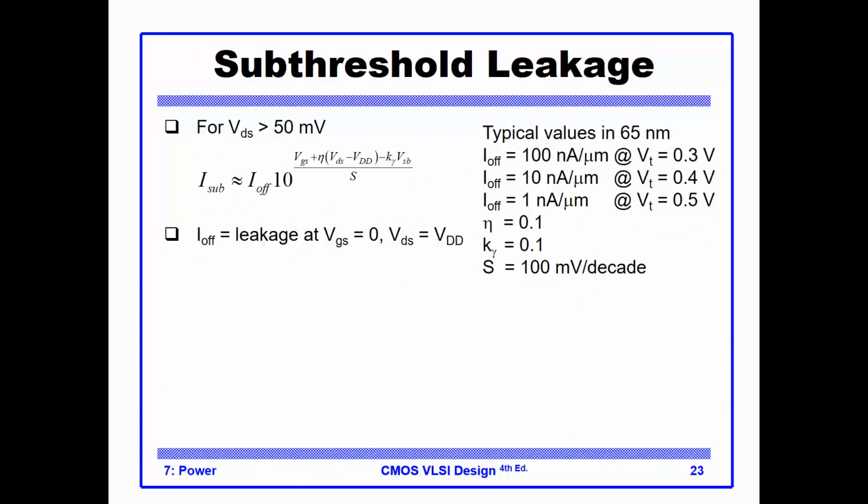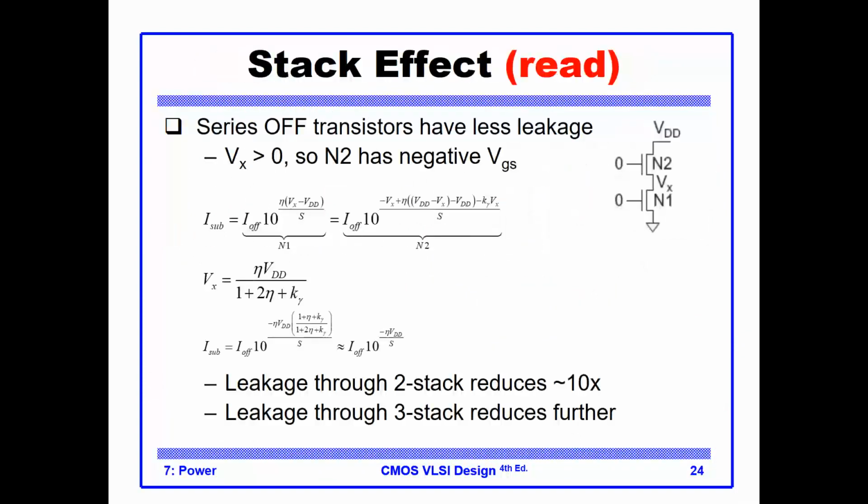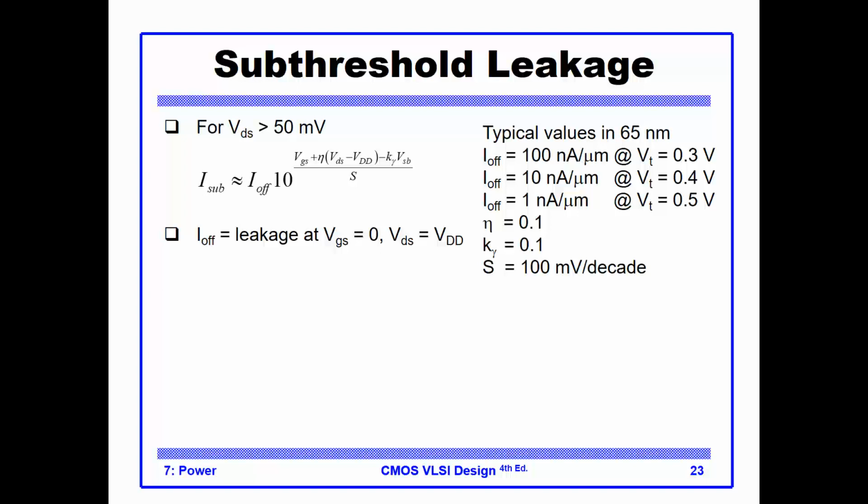Now, subthreshold leakage, as we said, is very sensitive to VT. Notice that they are for the off device. The device is in the off state. When VT is 0.3, it's 100 nanoamperes per micrometer of the devices. At 0.4, it's 10 nanoamperes per micrometer.